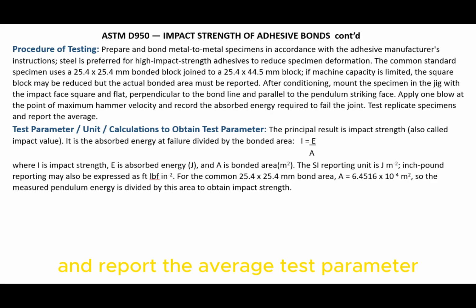Test parameter/unit/calculations to obtain test parameter. The principal result is impact strength, also called impact value. It is the absorbed energy at failure divided by the bonded area, where I is impact strength, E is absorbed energy, with unit in joule, and A is bonded area in square meter.